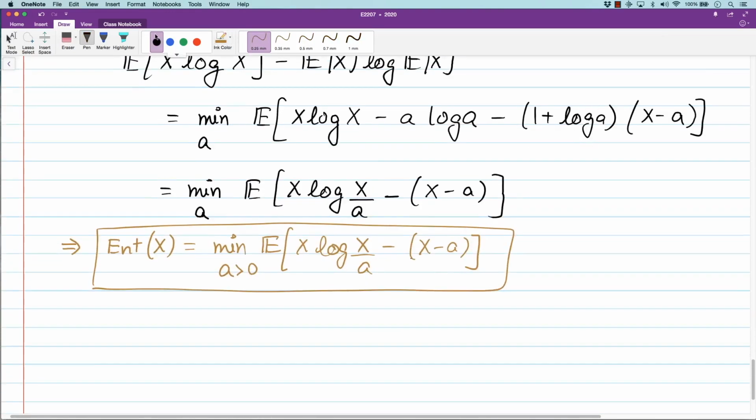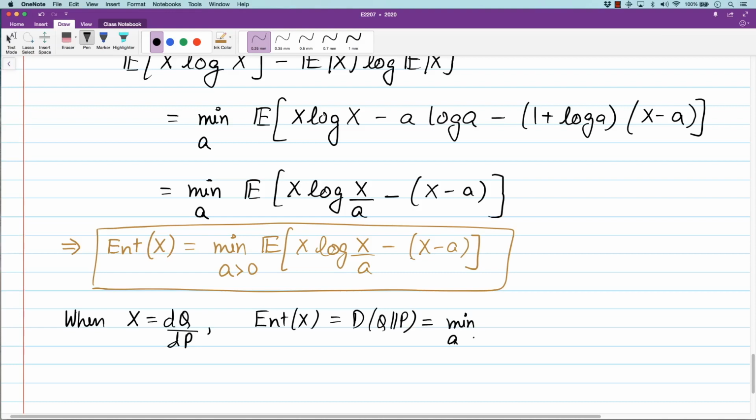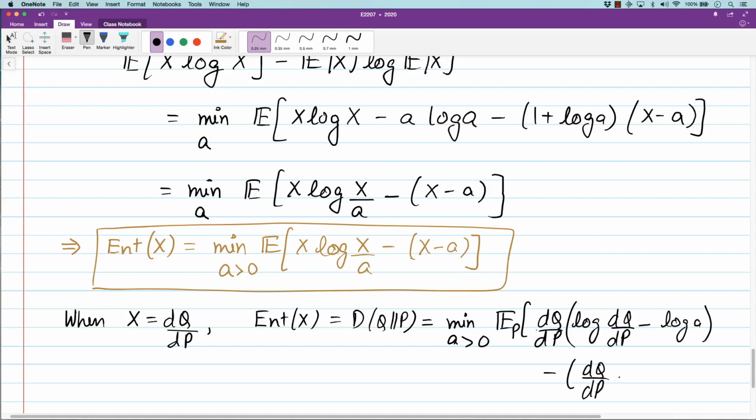And in fact, as we know, when x greater than 0 is given by, let's say, when x is equal to dQ by dP for some Q that is absolutely continuous with respect to P, entropy of X is equal to the divergence between Q and P. And then this guy we are saying is equal to min over a greater than 0 of expected value of, this expectation is with respect to P here, dQ by dP times (log dQ by dP minus log a) minus (dQ by dP minus a).